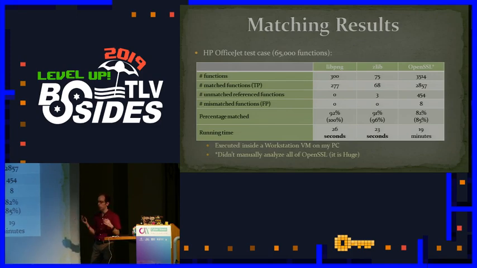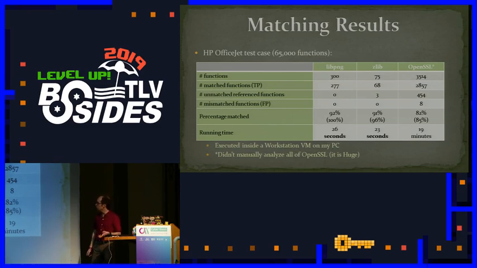Eventually, in libpng, we had 300 functions. We found all of them. We found all of the Xref functions that are inside the HP OfficeJet firmware. We had no false positives, and it took less than 30 seconds to find all of libpng inside a huge binary.